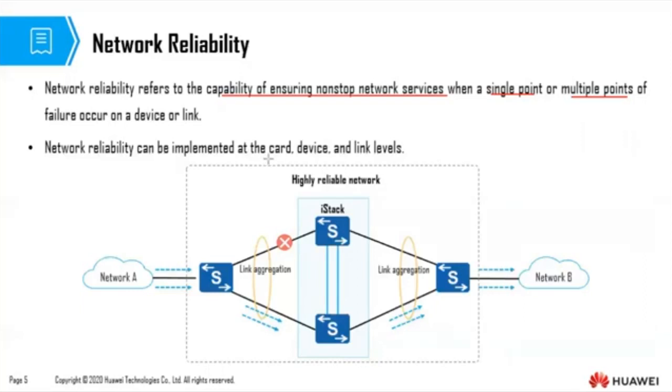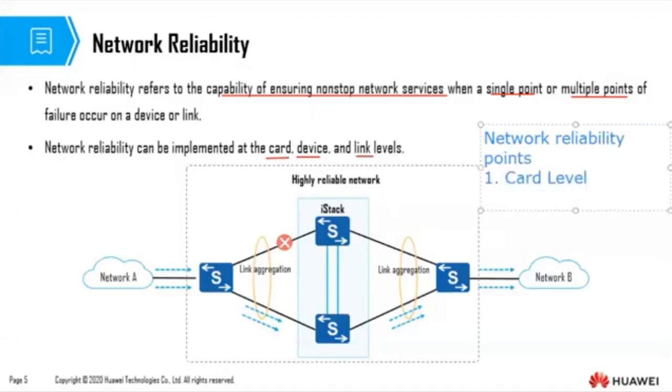Now, network reliability can be implemented in one of three places: the card, the device, or the link. So you can implement card level, device level, or link level reliability.